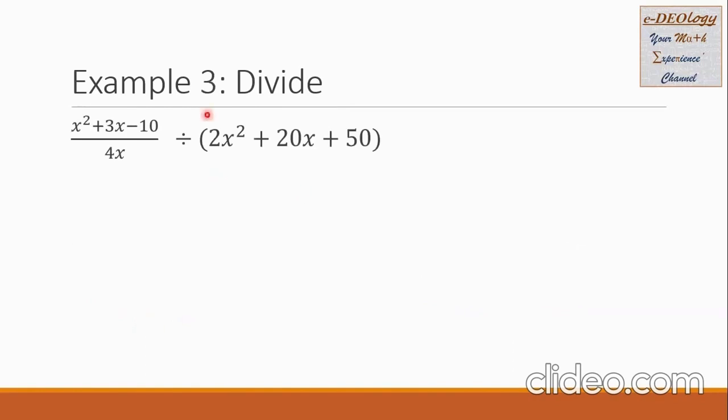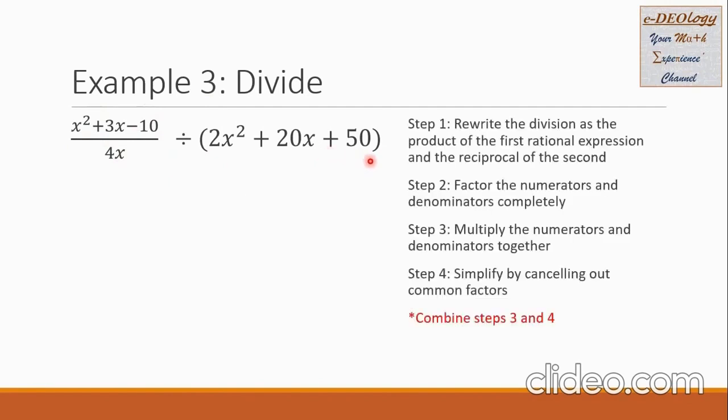Let us have example 3. We have a rational expression x squared plus 3x minus 10 all over 4x divided by a polynomial 2x squared plus 20x plus 50. The steps are here to guide me. I will begin with step 1. I will rewrite this again as the product of the first rational expression and the reciprocal of the second.